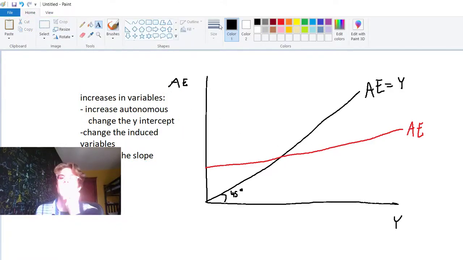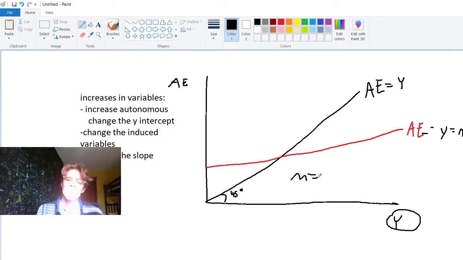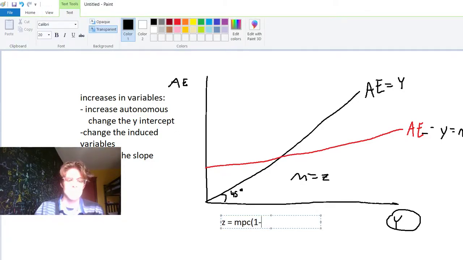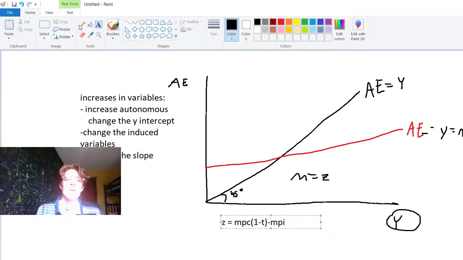So what do I mean by that? Any linear function is y equals mx plus b, right? So let's break down what those parts are. Y is just y, so that's pretty easy. M is our induced consumption, so that is our marginal propensity to whatever. In the case where we have all of our variables, M equals Z, which is the marginal propensity to spend, which is this formula here. Z is equal to MPC times 1 minus T minus the marginal propensity to import. I think the actual letter is just M, but I like to write MPI because it's a little clearer what it means. So that is the slope of this function.